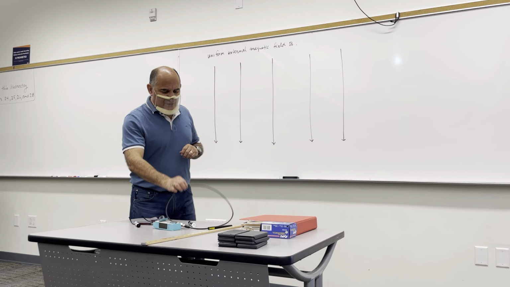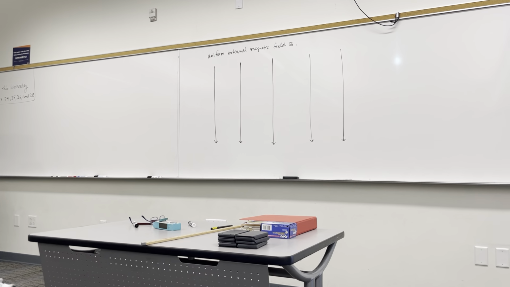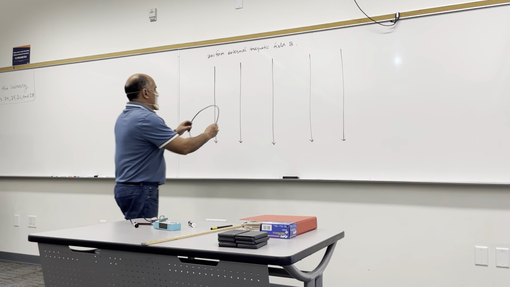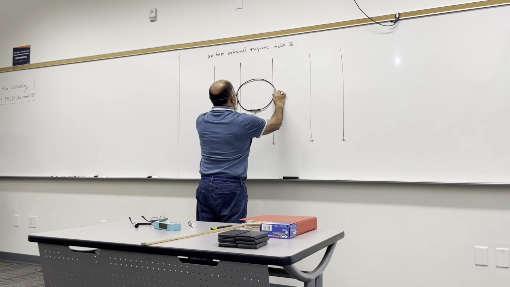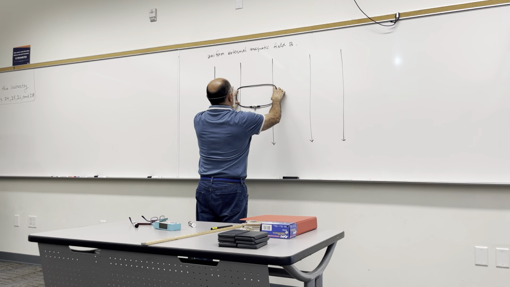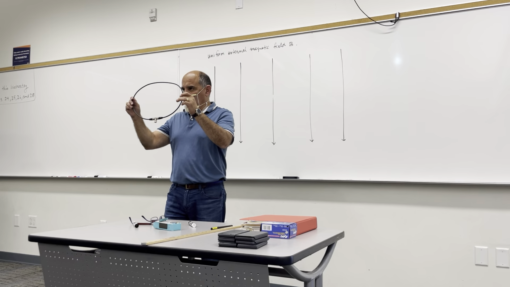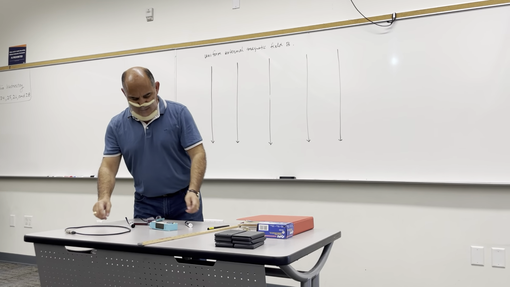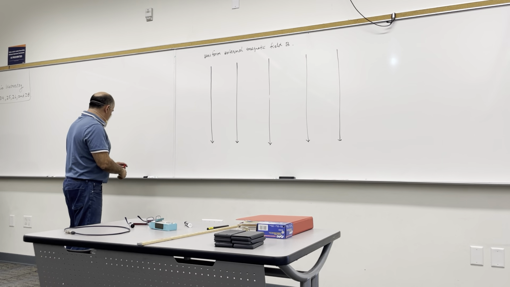So now what happens if I take this loop, and suppose I put this loop like this, or like that, it doesn't matter. In fact, let's make it, how about I make it a rectangle? Okay, so I take a loop, and I'm gonna use a different color so it stands out.